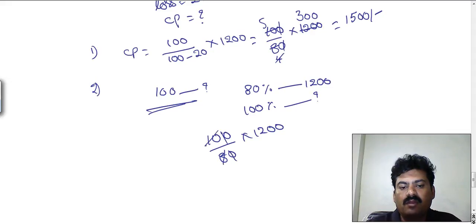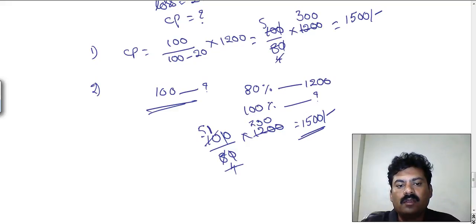Now simply we can go for calculation like this. $1,500 is the amount. Total 1500 amount is the cost price. On this 1500 there was a 20% loss, so that the selling price is 1200.